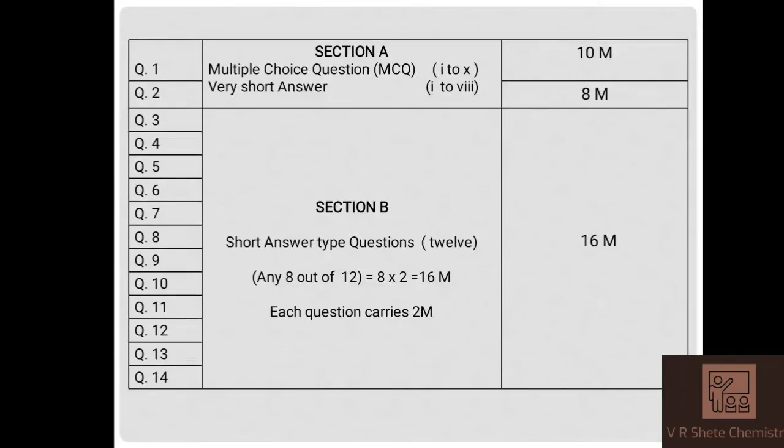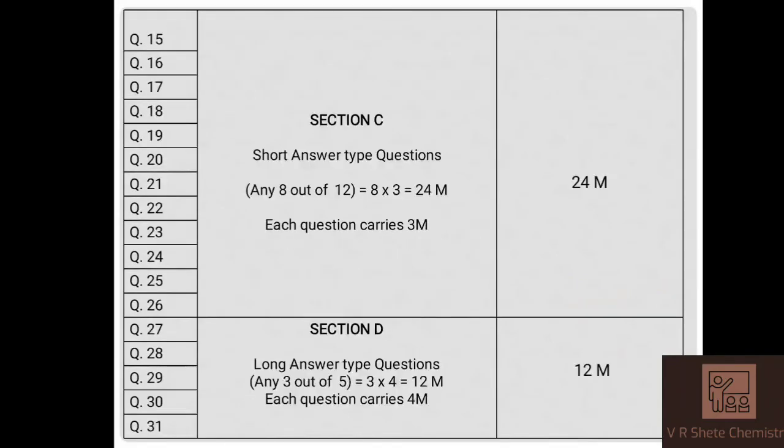Section A 18 marks, B section 16 marks, C section 24 and D section 12 marks, you will get 70 marks.